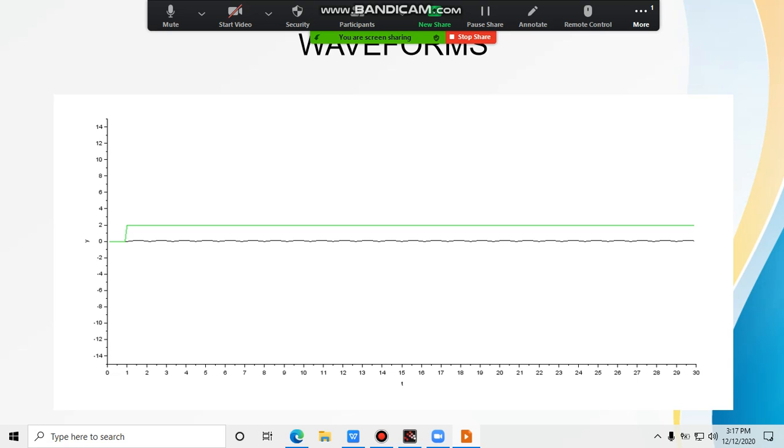Now I will show you and explain the waveform that we get for this lab. In this lab, we will get two waveform answers. First is the steady state error versus constant reference signal waveform. After that, the steady state error versus proportional controller.